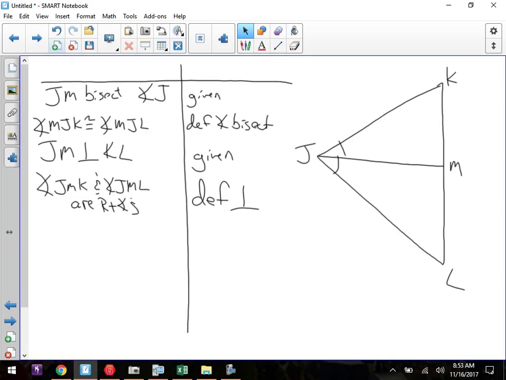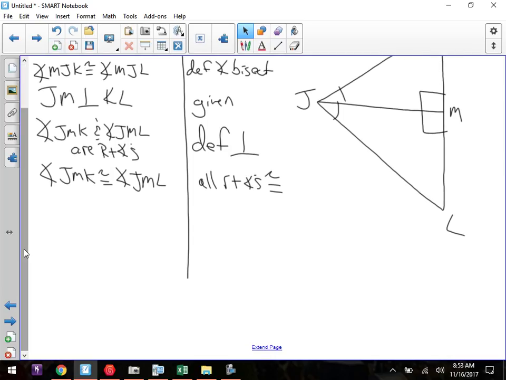Right off the sheet. And what's left to write out? Reflexive. Ooh, careful. That's why you gotta mark your diagram.